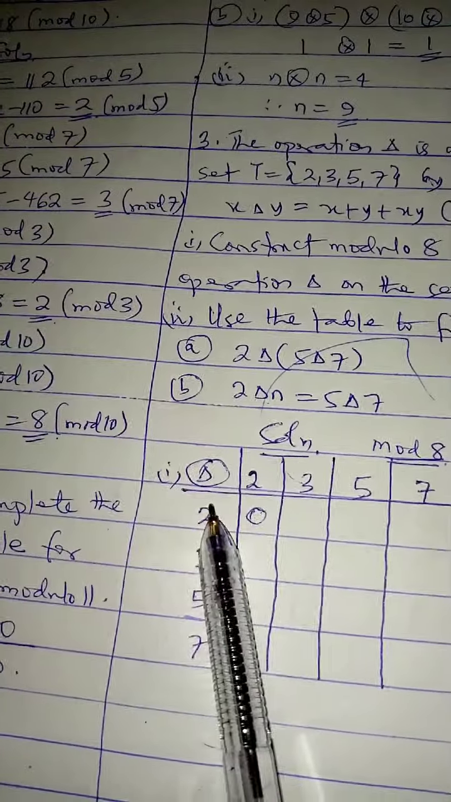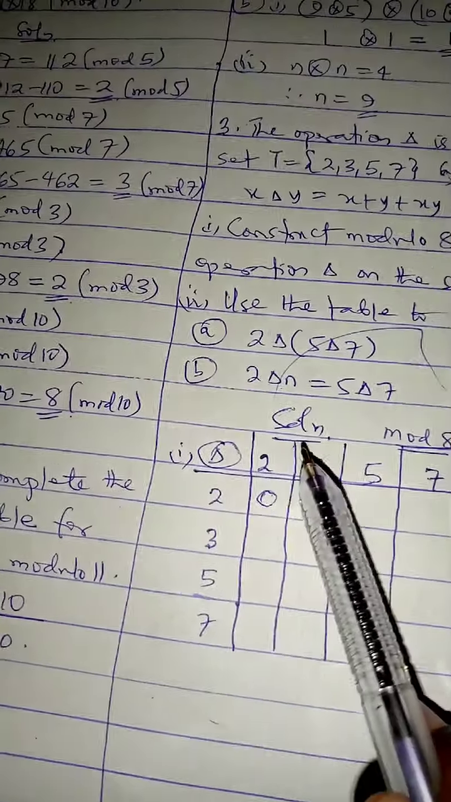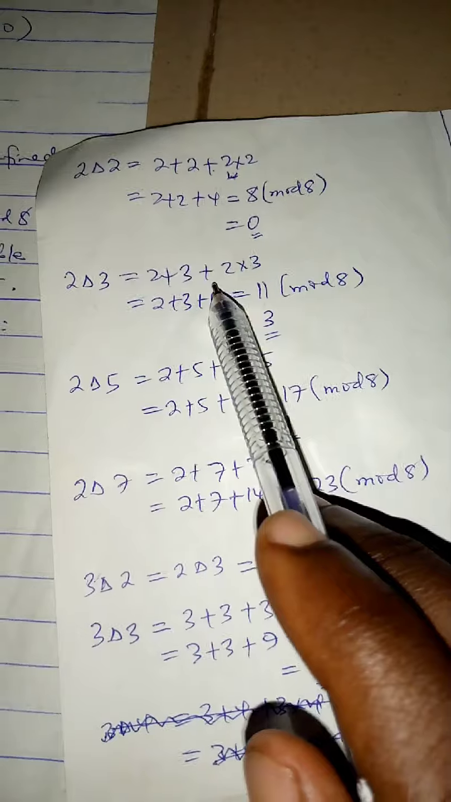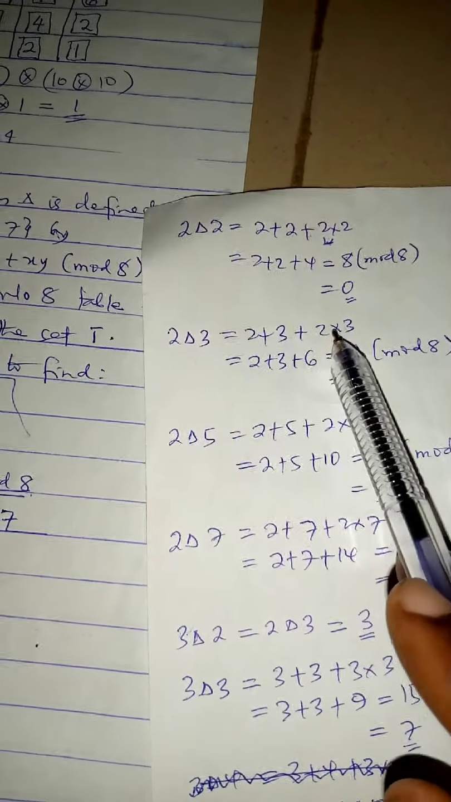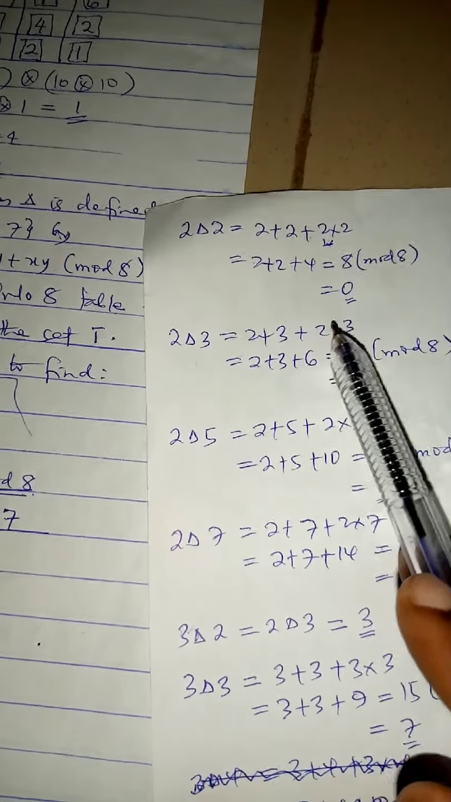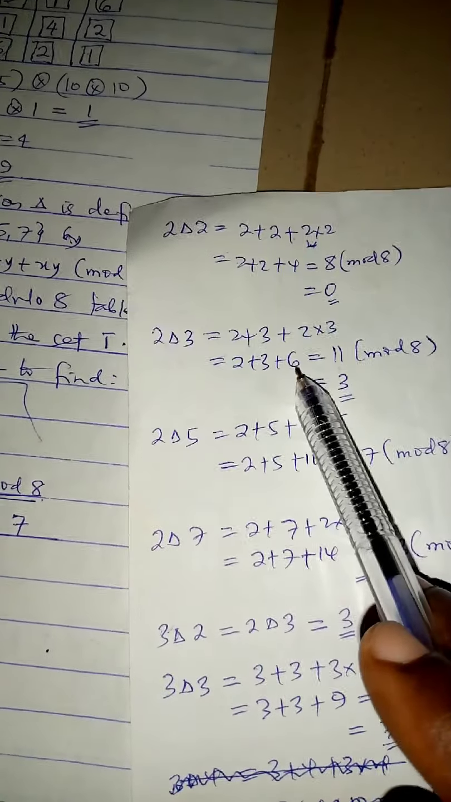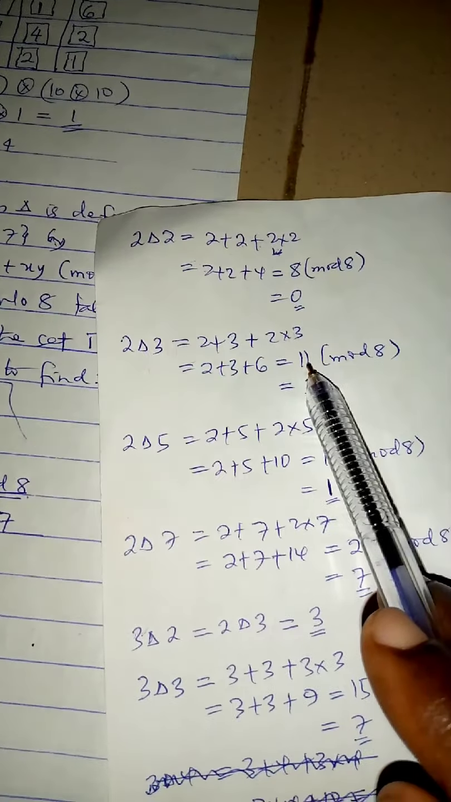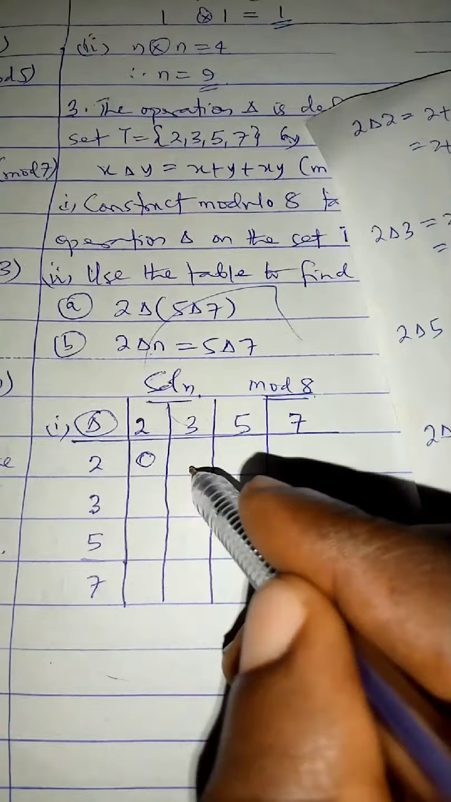For 2 triangle 3, your x is 2, your y will be 3. Look at it here. You will say 2 plus 3 plus 2 times 3. That is x plus y plus xy. This will give you 2 times 3 is 6. When you add, you have 11. When you remove 8 from 11, it gives 3. So 3 will be here.